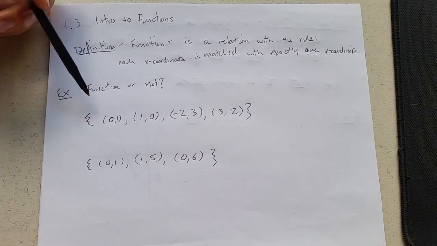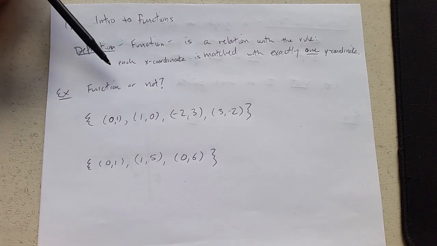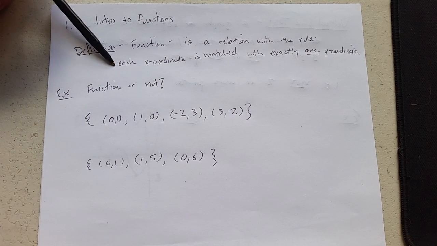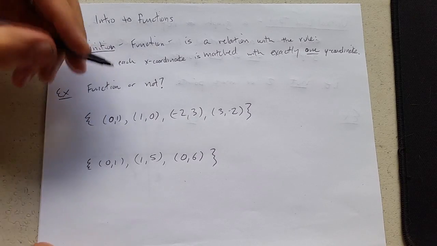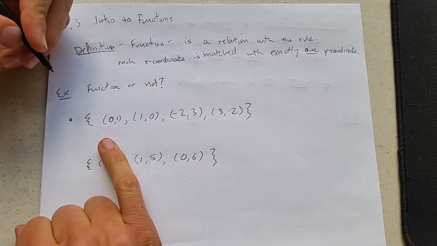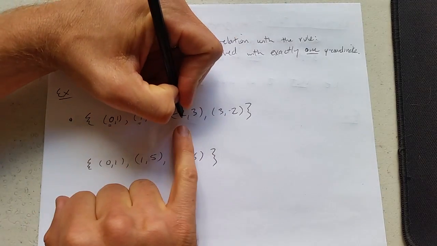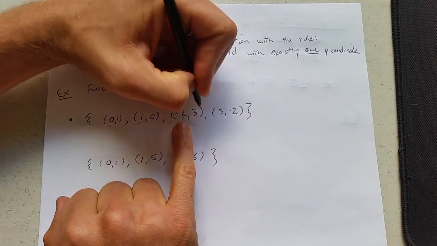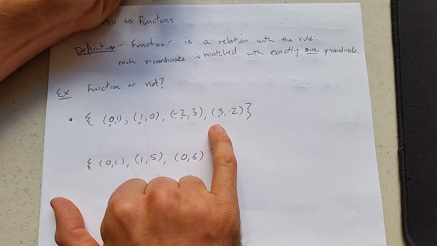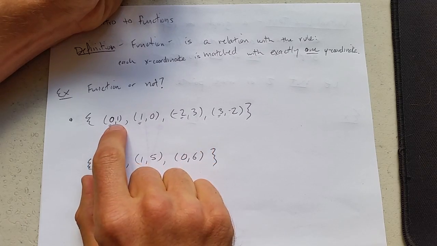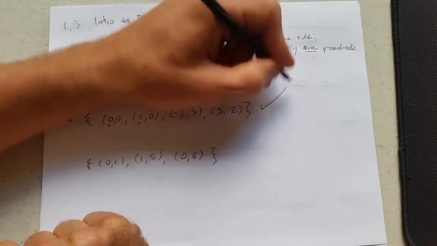So let's look at these two examples. One of them is a function, one of them is not. So all we have to do is figure out which one breaks the rule, which one follows it. Each x-coordinate is matched with exactly one y-coordinate, so I'm going to look for x-coordinates. Here's our first example: (0, 1), (1, 0), (-2, 3), (3, -2). We have x-coordinates 0, 1, -2, and 3. We have no repeated x-coordinates, and all four x-coordinates have their own y value. So this is definitely a function.